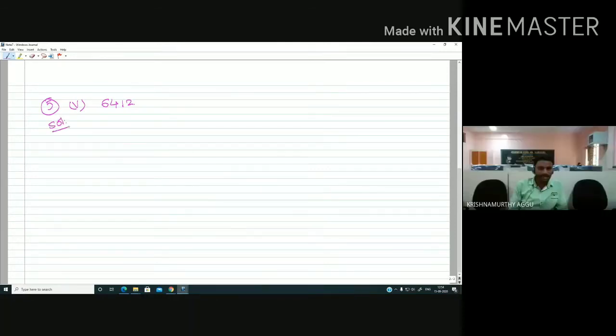In the solution, let us find whether it is a perfect square or not. 6,412. We will apply the division method starting from the right. Take the bars, two digits, and keep the bar over them. Next, here also two digits are there.